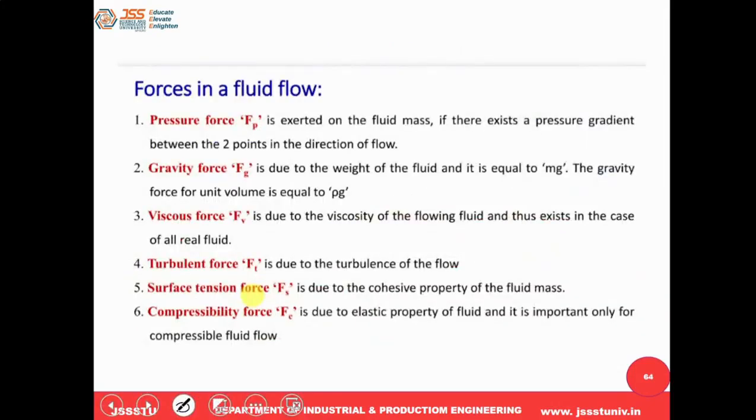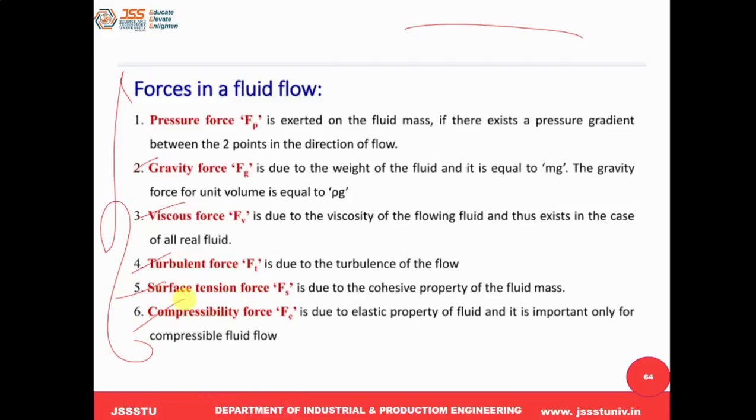So whenever this fluid is flowing, what forces come into the picture? These many forces are going to be acting on any fluid. There are 6: pressure force, gravity force, viscous force, turbulent force, surface tension force, and one more called compressibility force. So what is a pressure force?